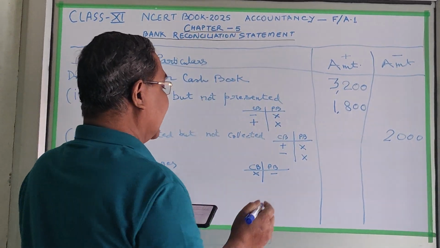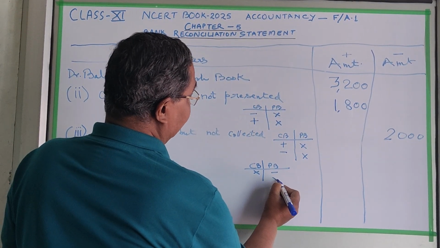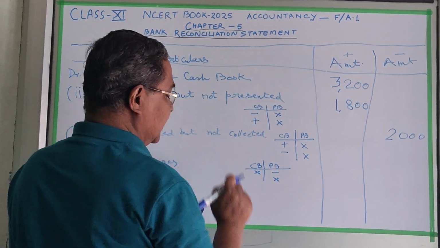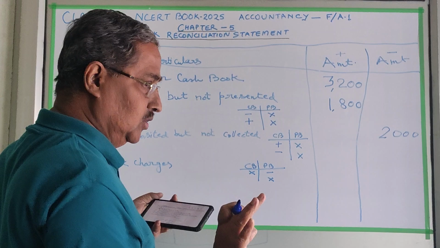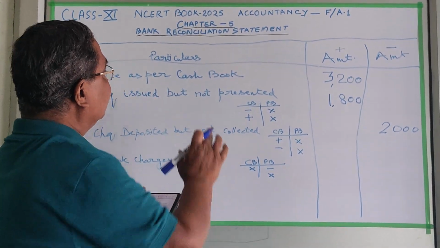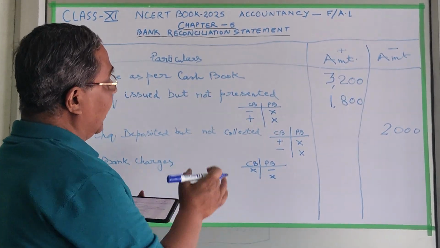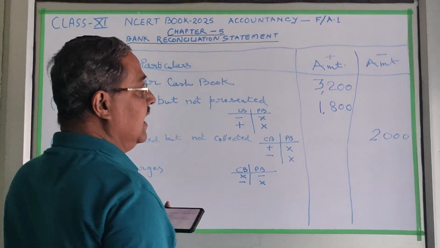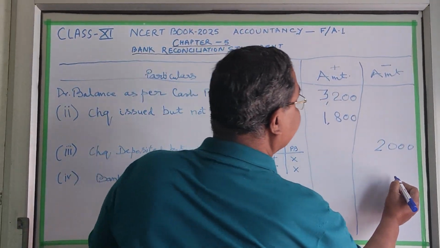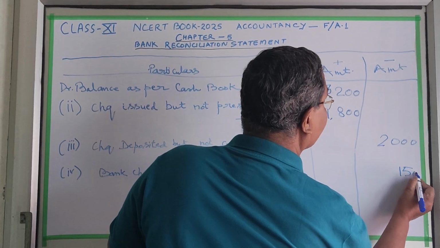So what should be the rectification? Passbook we cannot touch because we are going as per the cash book, so in the passbook we will do nothing. We will not think about passbook rectification. What can we think of? We can think of the cash book. So what should we do in the cash book? Here also we make a minus entry. If we make a minus entry, it should agree.